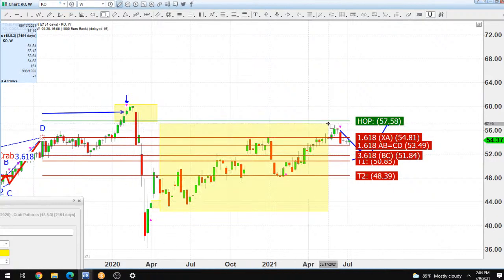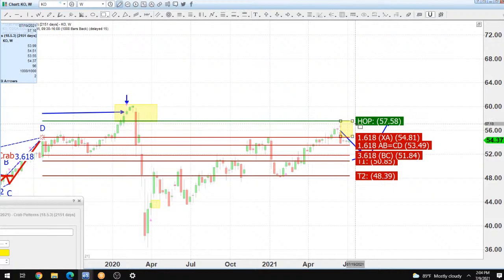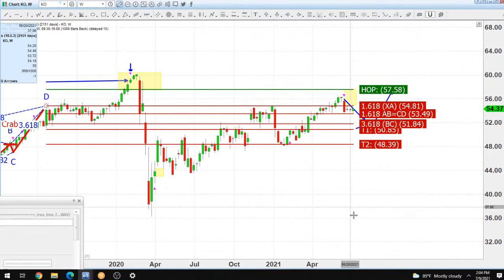So now Coke comes back and all the way here, now we've got a bearish reading. Again, another bearish reading. So I'm not jumping into Coca-Cola until I get either a bullish pattern reading or I get a bullish signal.